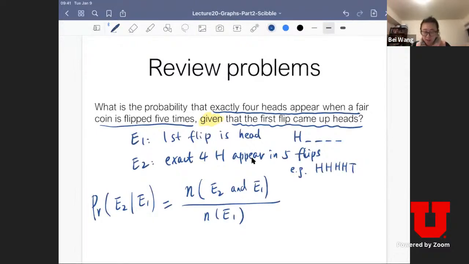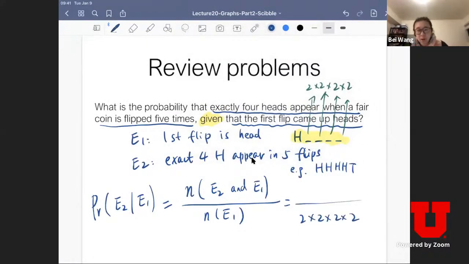It's easier first to decide on what's on bottom, which is the probability that the first flip is head. Let's focus on the highlighted region here. If the first flip is head, it puts no constraint over the following 4 flips, which means for each of those locations you have 2 choices, either head or tail. So it's 2 times 2 times 2 times 2. That is the number of times that E1 might occur, which is 2 times 2 times 2 times 2.